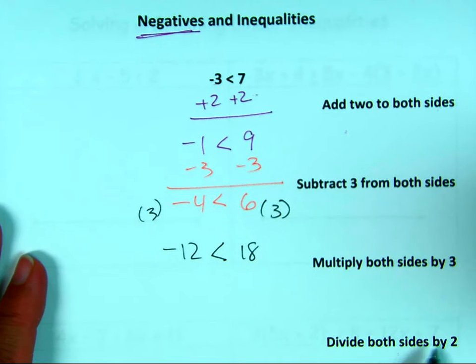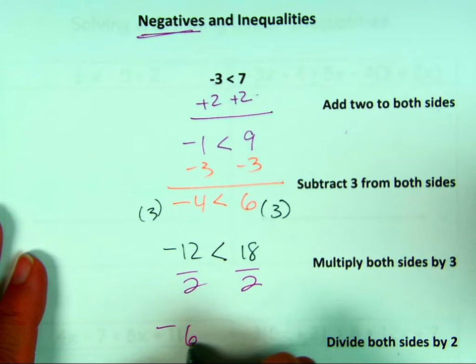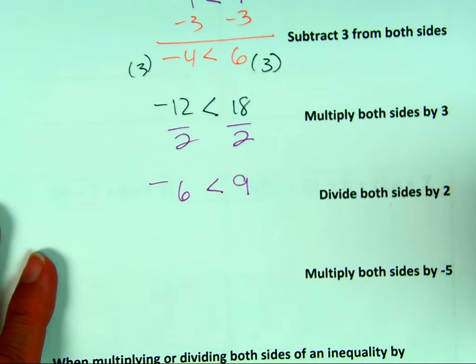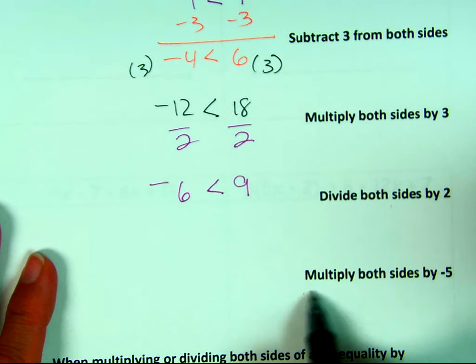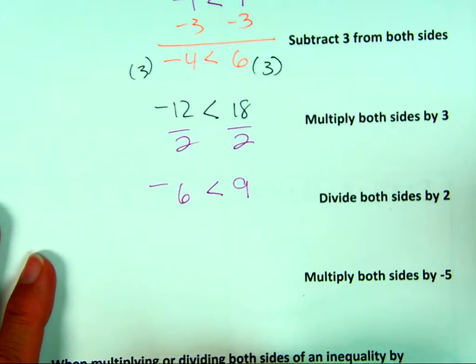We're going to divide both sides. So we've added, subtracted, multiplied, divided. Now we're going to divide both sides by 2. Okay, so negative 6, is it less than 9? Yes, negative 6 is less than 9. We're still good. Okay, so now we're going to talk about multiplying both sides by a negative. Watch what happens. All those things that we did, it kept the inequality true.